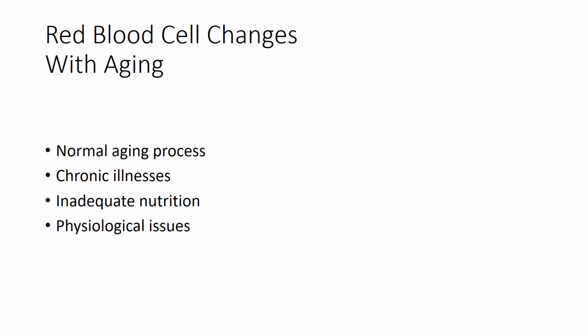And another issue for inadequate nutrition may be financial issues. The older adult may not have the money to buy foods rich in iron. There are also some physiological issues that may result in red cell changes and intake. Some older adults may have difficulty swallowing or chewing.